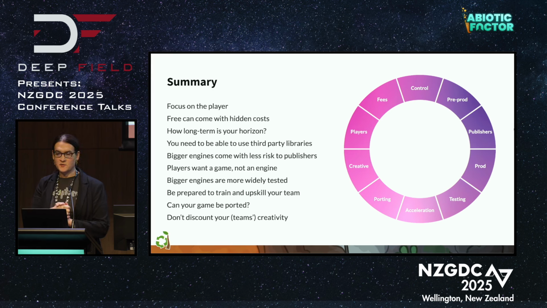If you're working in your game, players do not care that loading is 5% faster, they care about the game being fun. Be aware that bigger engines are more widely tested. How are you going to approach testing and compatibility? How are you going to make sure that if the game crashes, you become aware of it, and have you factored that into your production schedule?